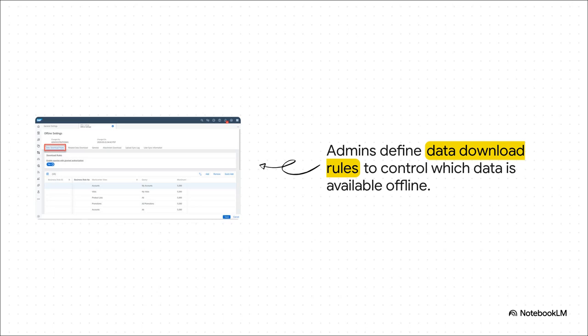So how does this all work so smoothly? Well, the magic really starts in the admin settings. Your system administrator can set up these data download rules to control exactly what information a user gets offline, things like My Accounts or My Open Visits. This makes sure your team in the field has exactly what they need without bogging down their phone with a bunch of data they don't.